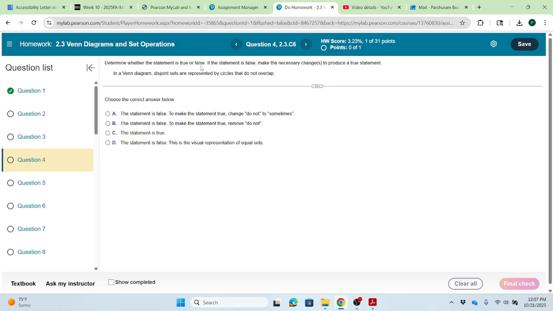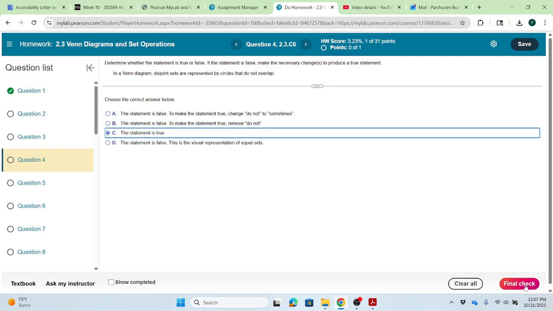Determine whether the statement is true or false. If the statement is false, make the necessary changes to produce a true statement. In a Venn diagram, disjoint sets are represented by circles that do not overlap. That's right. The statement is true.